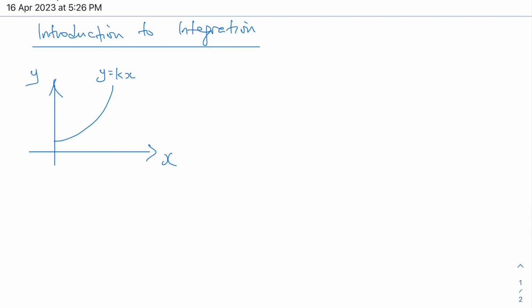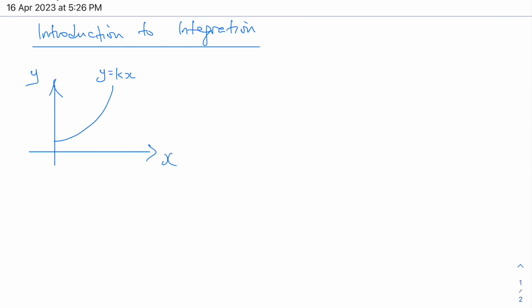Introduction to integration. So allow me to give you a brief introduction to the concept of integration. Integration can be perceived as the direct opposite of differentiation. So if you recall, differentiation is basically for division. So integration is actually for multiplication.